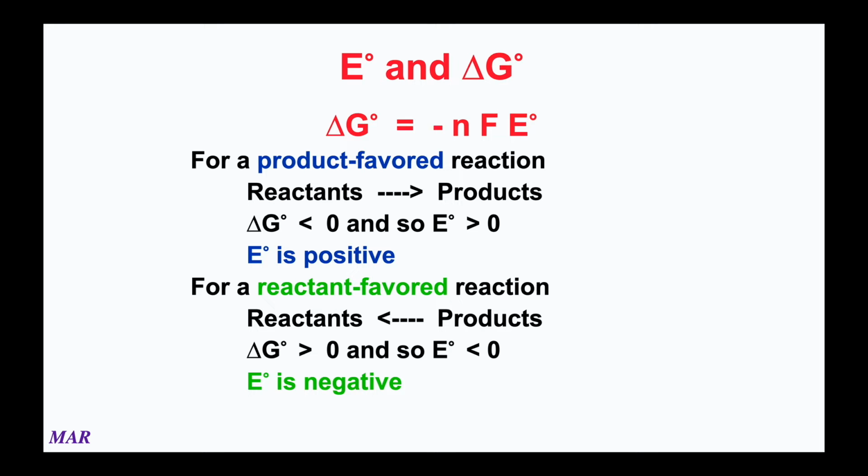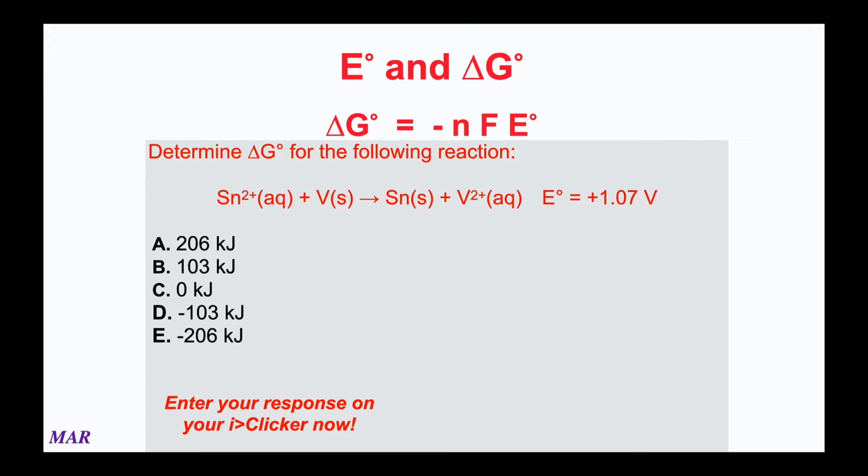So every time you have a positive cell potential, that's going to be spontaneous. Delta G is going to happen. On the other hand, negative cell potentials, those are usually dead in the water. Delta G would be positive, non-spontaneous, nothing happens. So let's determine delta G for this reaction, tin 2 plus plus vanadium going to tin plus vanadium 2 plus, and the cell potential is positive 1.07 volts.